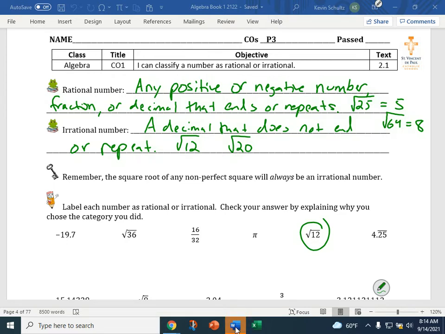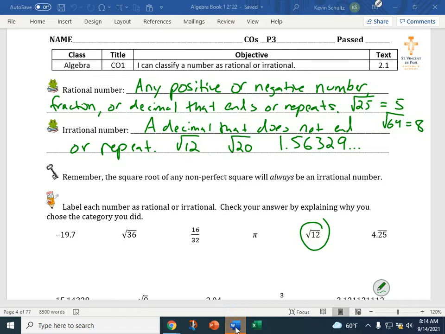The notation for a decimal that does not end and does not repeat: say we've got 1.56329. There's no ending, there's no repetition. If you see the 3 dots, that's the mathematical symbol for it. It just goes on and on and on and on, meaning it would be an irrational number.